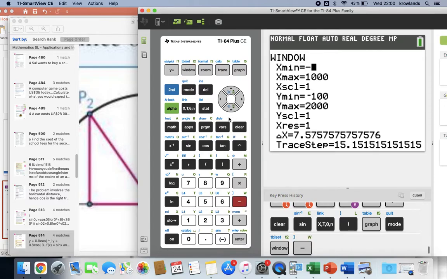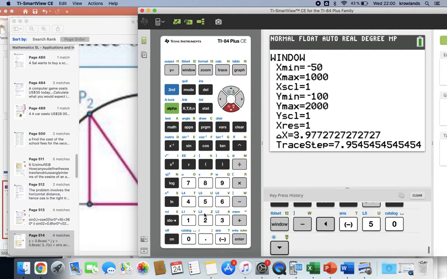Now make sure you're using the small minus, not the big minus, because we're dealing with a number which is not in an equation. And let's change this to 400.